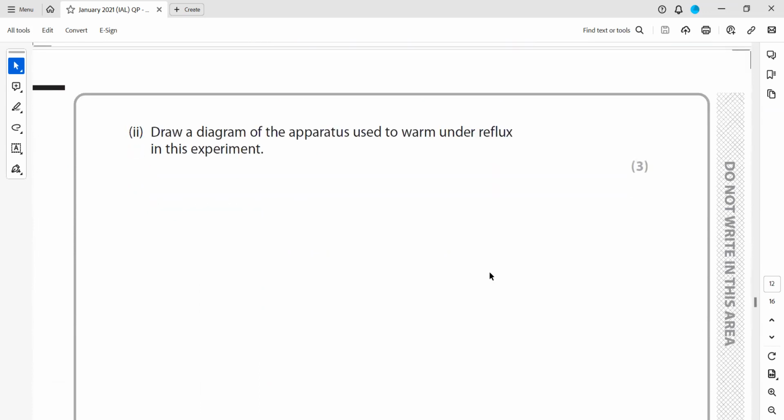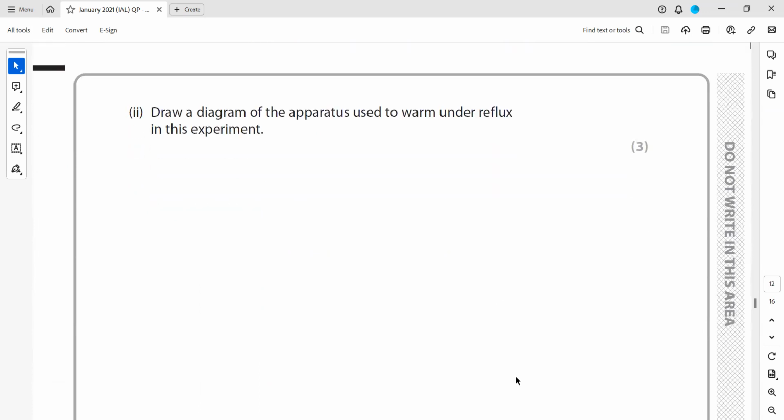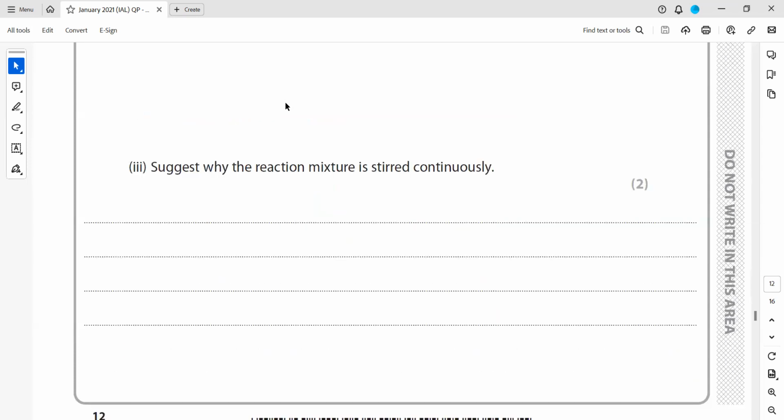Draw a diagram of the apparatus used to warm under reflux. You have to draw here a vertical condenser and a round bottom flask, and mention heat and label the apparatus. Suggest why the reaction mixture is stirred continuously. And anti-bumping granules you can also add.